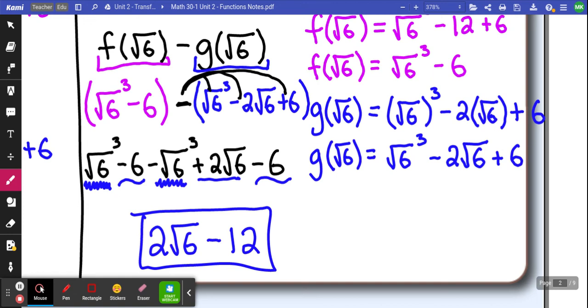The idea behind what we're doing, this function operations on functions, isn't that difficult. The math can be, right? It's just being very careful, showing your work, taking your time, and not rushing things. But the actual process wasn't that terrible. We substituted root 6 into two things. We simplified them. We subtracted them.